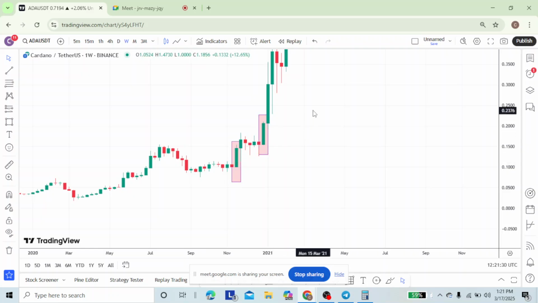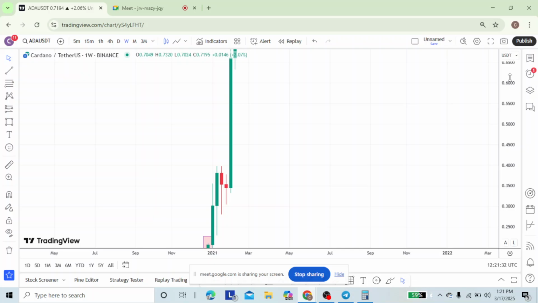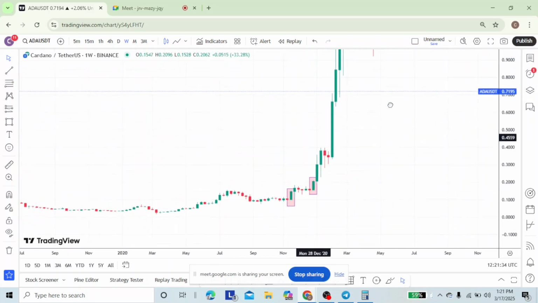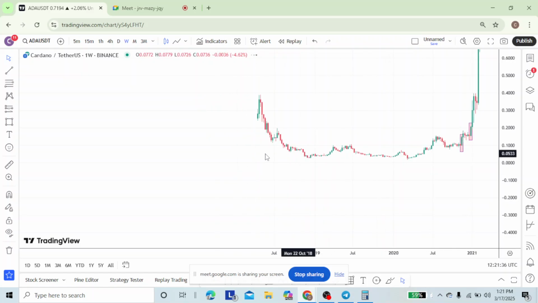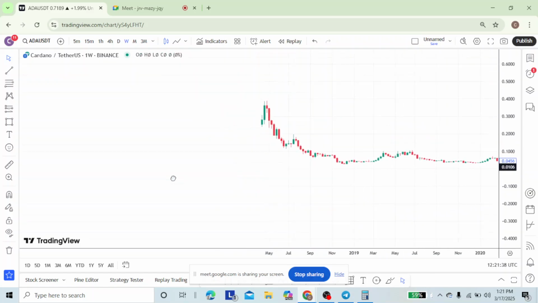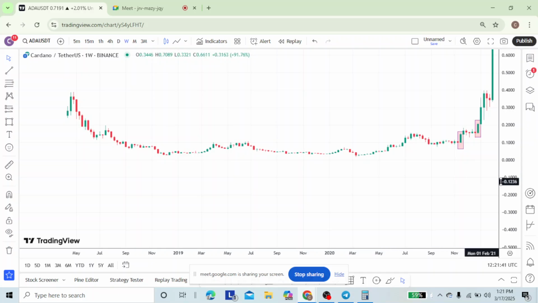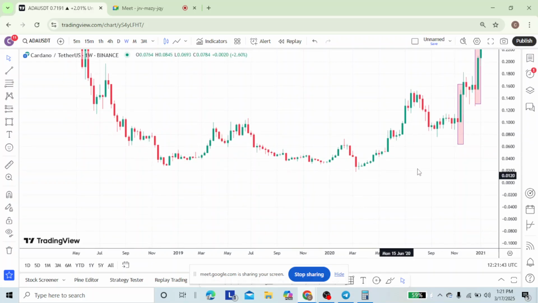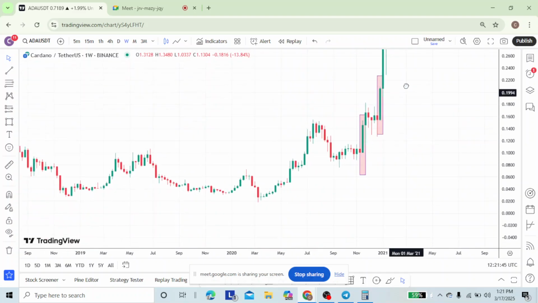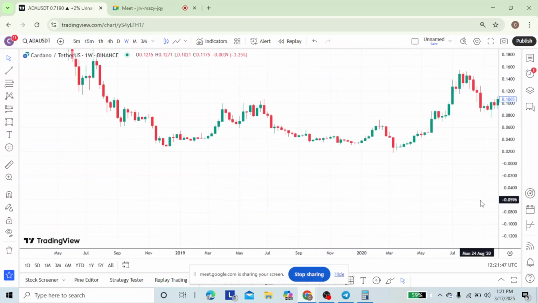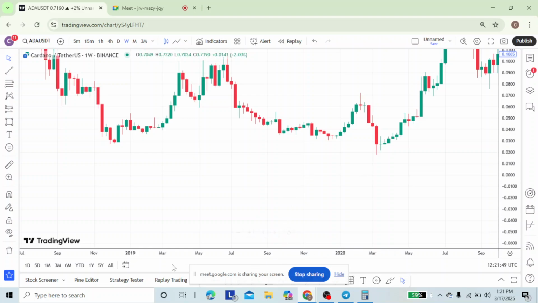This is still the Marubozu candlestick, and price just keeps going up. It's telling us that buyers are in the markets. Now, let's look at the bearish Marubozu. This is a bearish Marubozu.